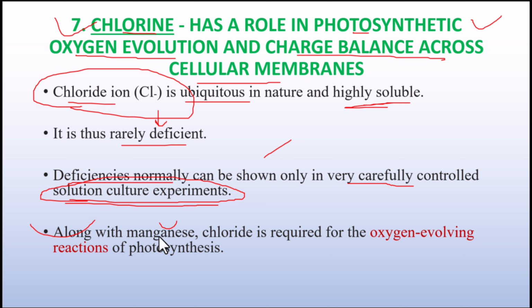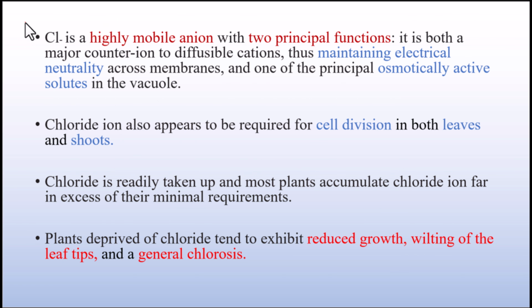Along with manganese, which as we know is also involved in the functioning of the oxygen evolving complex, chlorine is also required for the proper functioning of this complex. Next, chloride is a highly mobile anion with two principal functions. One is that it maintains electrical neutrality across the membrane, and another is that it functions as an osmotically active solute in the plant vacuole. So these are the two principal functions of the chloride ion.